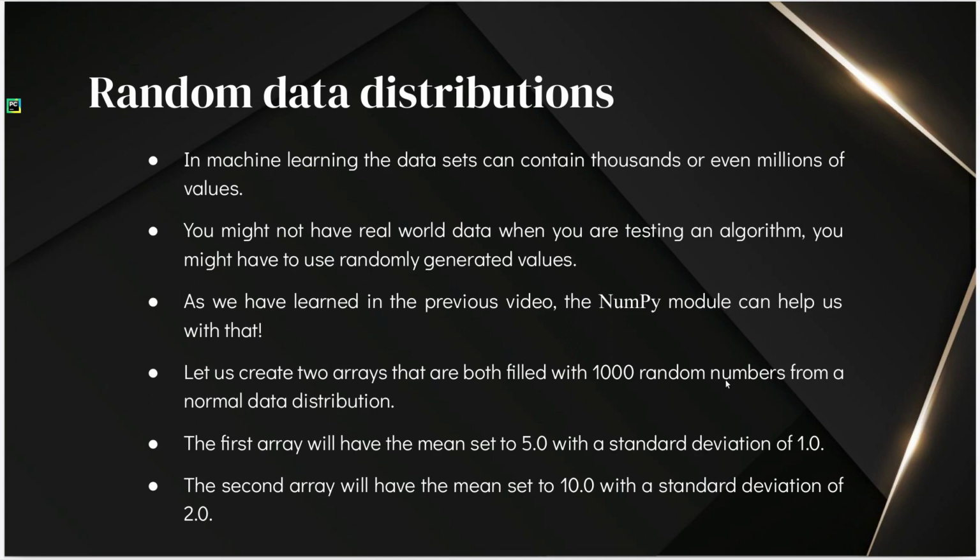Okay, so in machine learning, the data that you encounter, like I said before, can contain thousands or millions or billions of values, and while testing you might not have actual real world data. You might need to generate random data, and you can do that, as you saw in the previous lectures, using the NumPy module. Now we create two arrays, both with 1000 random numbers, from a normal data distribution. The first array has mean 5 and standard deviation 1, while the second array will have mean 10 and standard deviation 2.